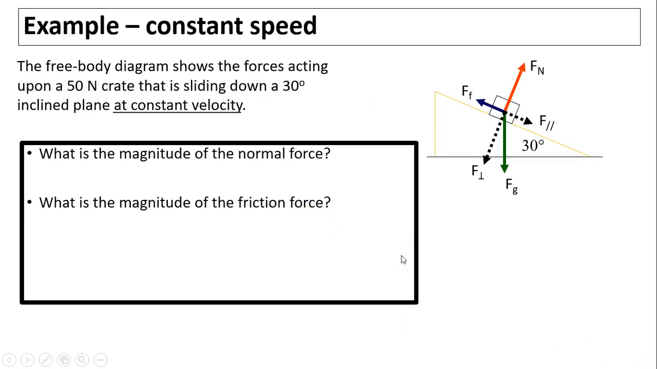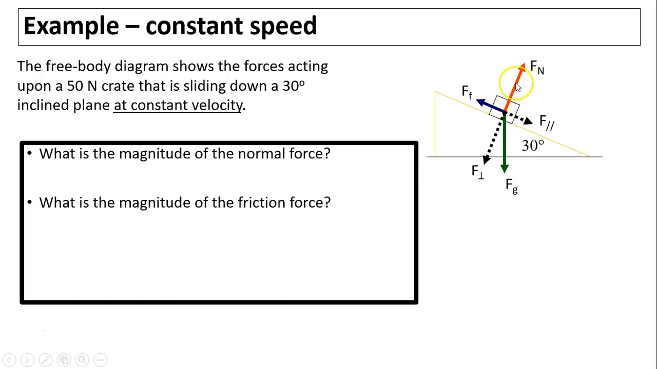Let's take a look at a constant speed example. The free body diagram shows the forces acting on a 50 Newton crate. When you see 50 Newton, that indicates the weight of the crate is 50 Newtons. It's sliding down a 30-degree incline plane at constant velocity. Here is a keyword: constant. Constant velocity means equilibrium, which means all the forces cancel out.